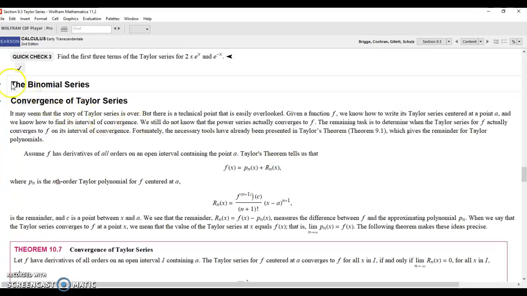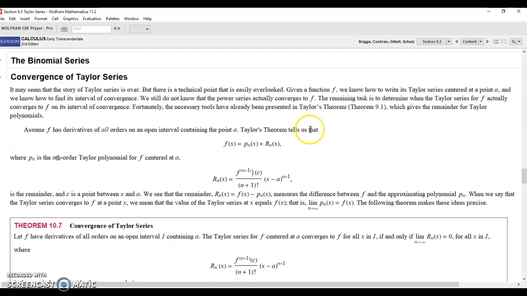Okay, we're going to skip the material on the binomial series, and go look at convergence of Taylor series. Let's just read this paragraph. It may seem that the story of Taylor series is over, but there is a technical point that's easily overlooked. We know how to write a Taylor series, and we know how to find its interval of convergence. What we don't know is that the series actually converges to f. So that's what we need to do.